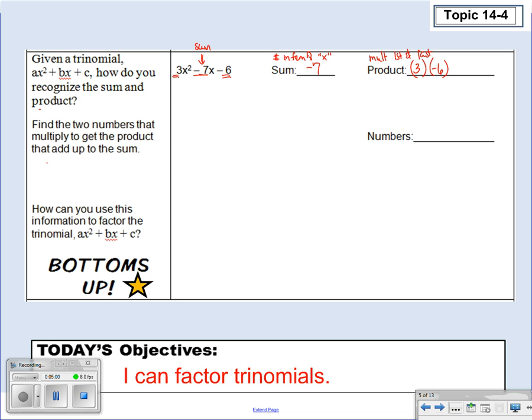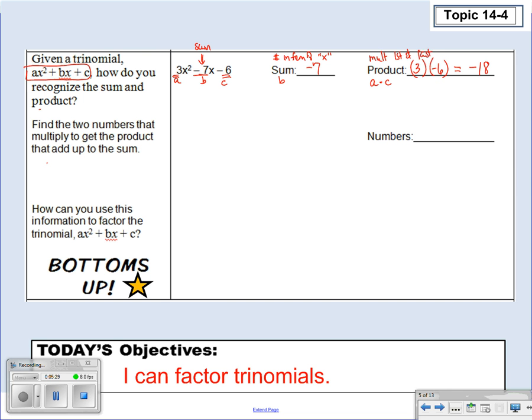If I think of this in terms of A, B, and C, because this is for any general trinomial, so here's my A, B, and C. Our sum comes from B, and our product comes from taking A and multiplying it times C. For some of you, that might be helpful. Others, it might be confusing. So if it was confusing, please ignore. So our product is 3 times negative 6, or negative 18.